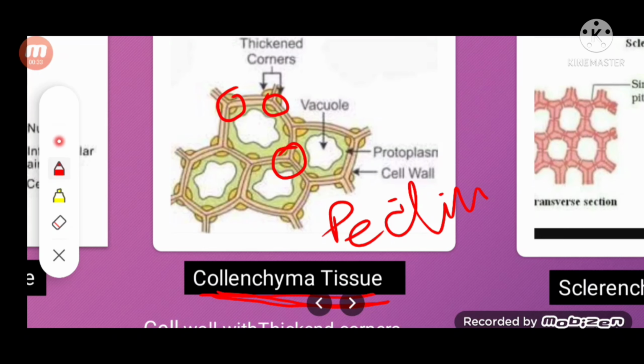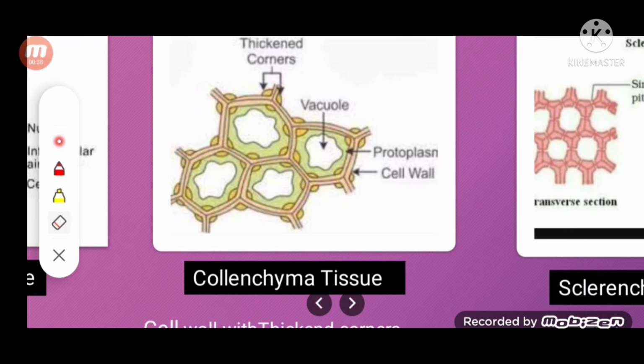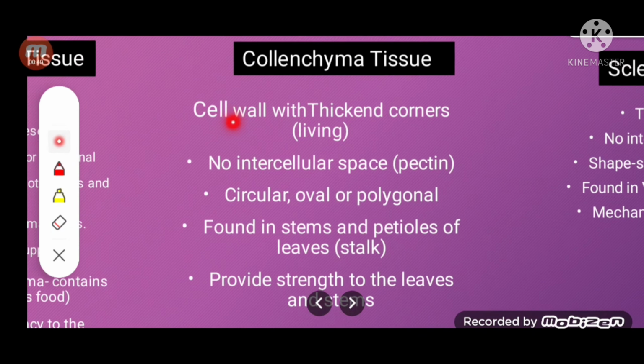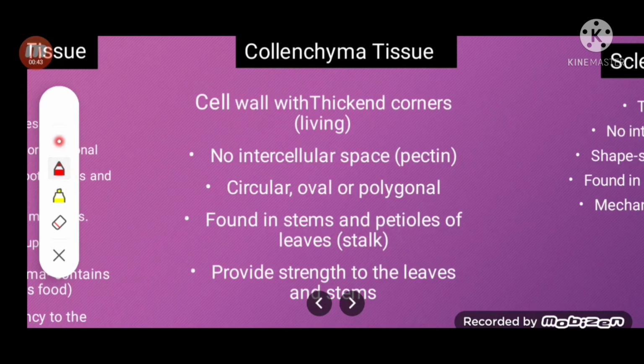So now what are the other characteristics we will see? About its shape, it can be found in circular, oval or polygonal shapes, and they can be found in stems and petioles of leaves and stalks, as I have already mentioned. They provide strength to the leaves and stems. So in the basic characteristics of the simple permanent tissues, we have already studied that they provide strength.